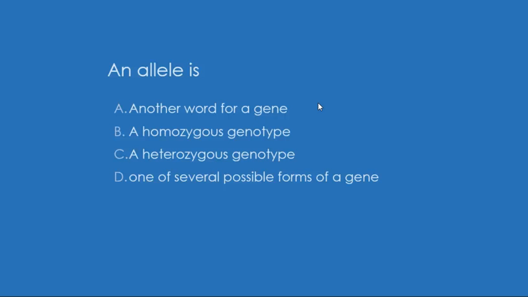That's what we're going to be talking about now. Okay, so we took those karyotypes. We know that they have genes on them. That's very exciting. But they also have alleles. So what is an allele? Is it another word for a gene, a homozygous genotype, a heterozygous genotype, or one of several possible forms of a gene? Well, an allele is a version of a gene, so D.